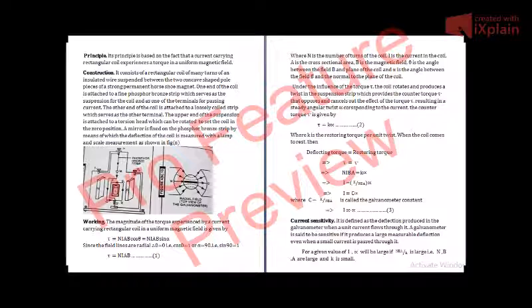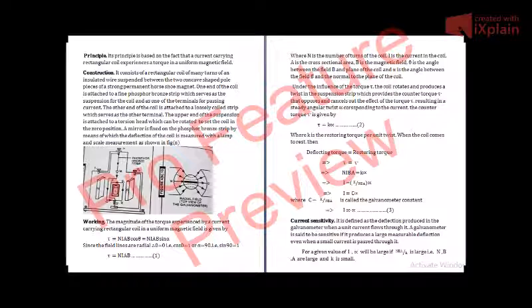The upper end of the suspension is attached to a torsion head which can be rotated to set the coil in the zero position. So we have to first set the coil in zero position. Then when current flows through it, this needle can move so that we can measure the current. So the needle must be at the zero position. To do that, it has a torsion head. With the help of the torsion head, we keep the needle at zero position.